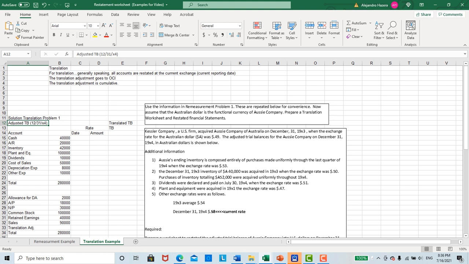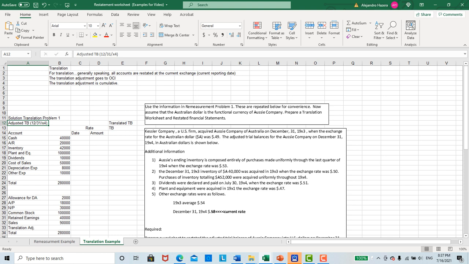That was the beginning inventory when the exchange rate was 50 cents. Purchases of inventory totaling 52,000 Australian dollars were acquired uniformly throughout 19X4. Remember, we're dealing in 19X4. Dividends were declared and paid on July 30th, 19X4 when the exchange rate was 51 cents.